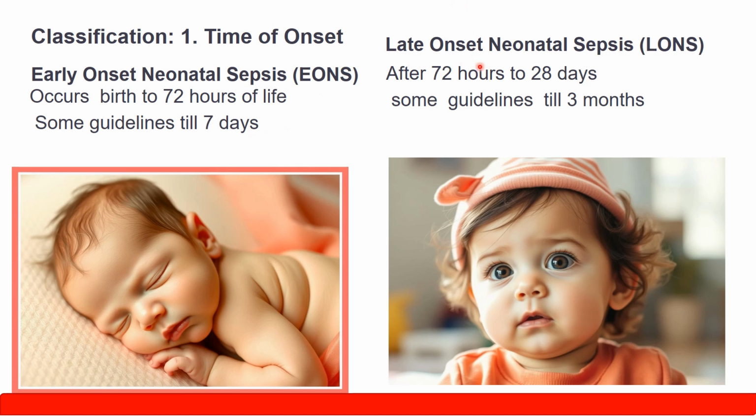Second one is late onset neonatal sepsis. So this is sepsis occurring from 72 hours till 28 days of life. Some guidelines mention till 3 months. And in some places it says that from 28 days till 3 months of life, if the baby is having sepsis, then that can be termed as late onset neonatal sepsis. But broadly there are two types: early onset neonatal sepsis and late onset neonatal sepsis.